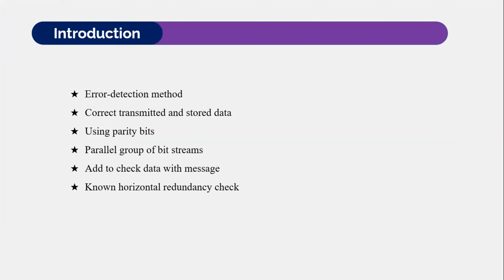Introduction. LRC is an error detection method for determining the correctness of transmitted and stored data. LRC verifies the accuracy of stored and transmitted data using parity bits. It is a redundancy check applied to a parallel group of bit strings. The data to be transmitted is divided into transmit blocks into which additional check data is inserted. This is also known as horizontal redundancy check.